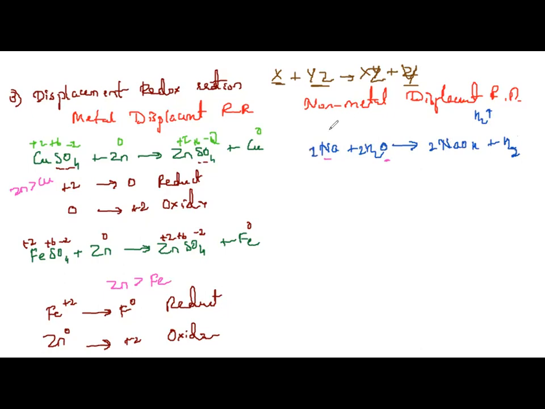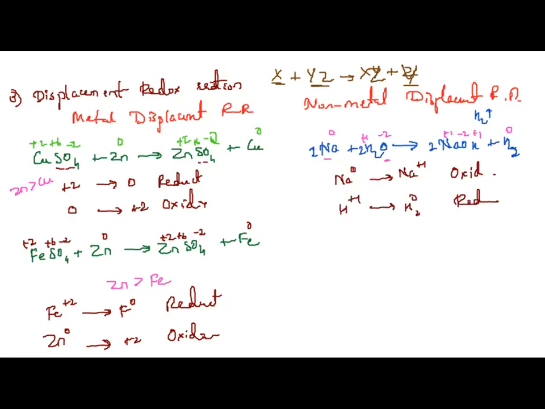Now write the oxidation states. Na is 0, H2 is 0. Plus 1 minus 2 for water, plus 1 minus 2 plus 1 for NaOH. What is happening? Observe. Na from 0 is becoming plus 1, so loss of electrons, oxidation. Oxygen remains minus 2 only. Hydrogen from plus 1 is becoming 0, so it is reduction, gain of electrons.